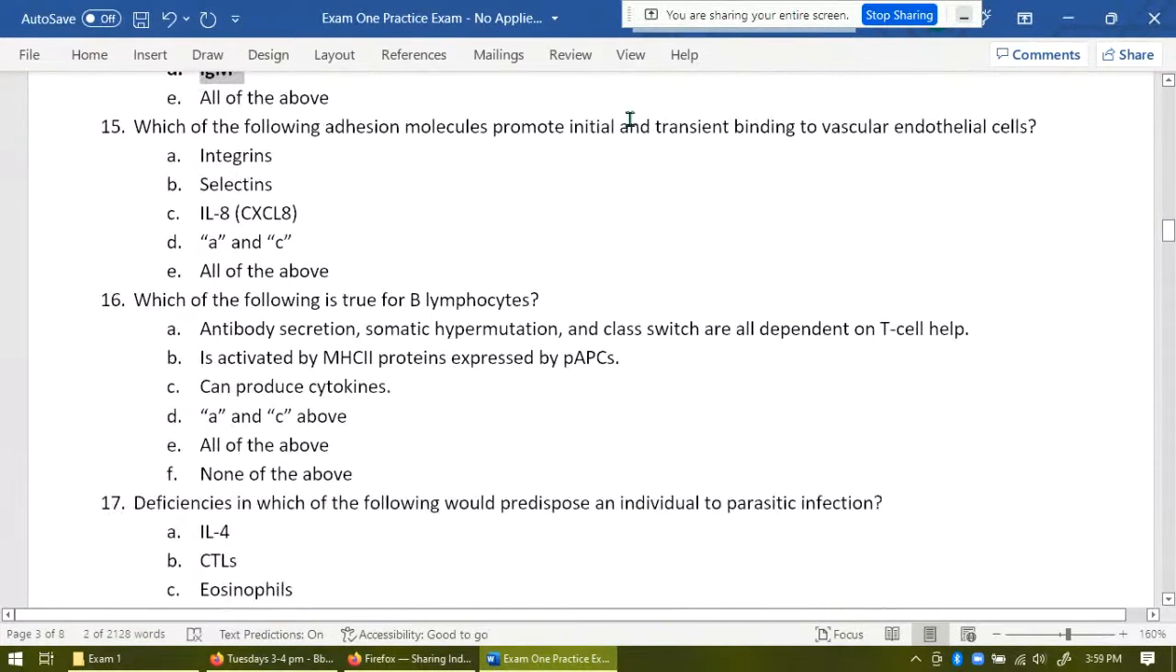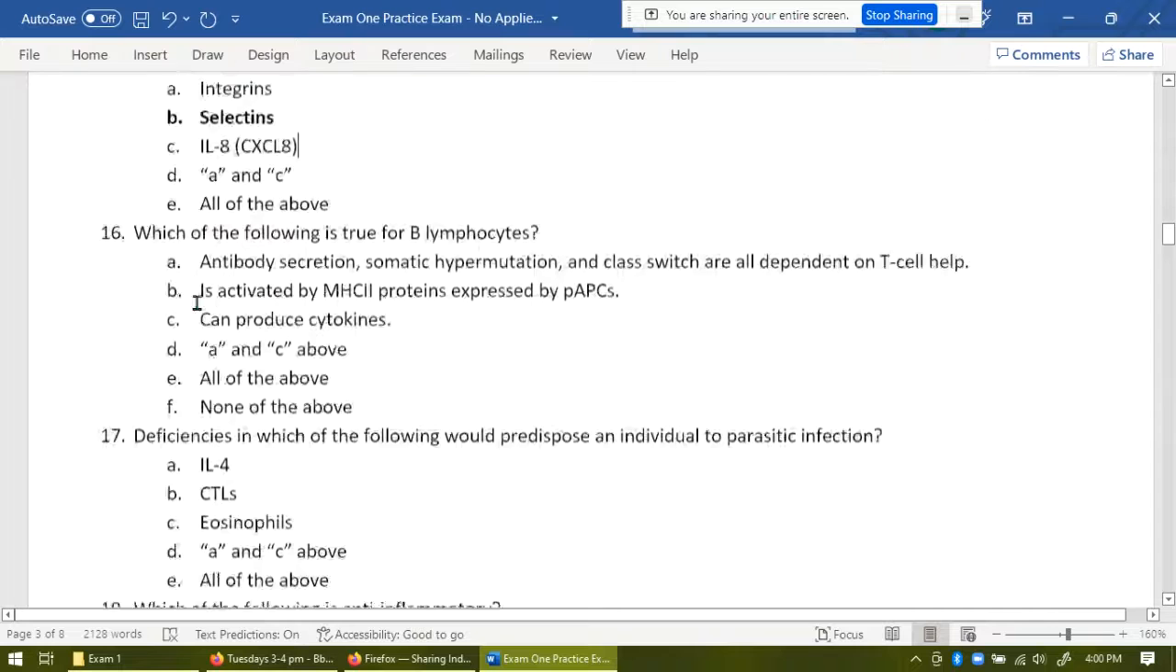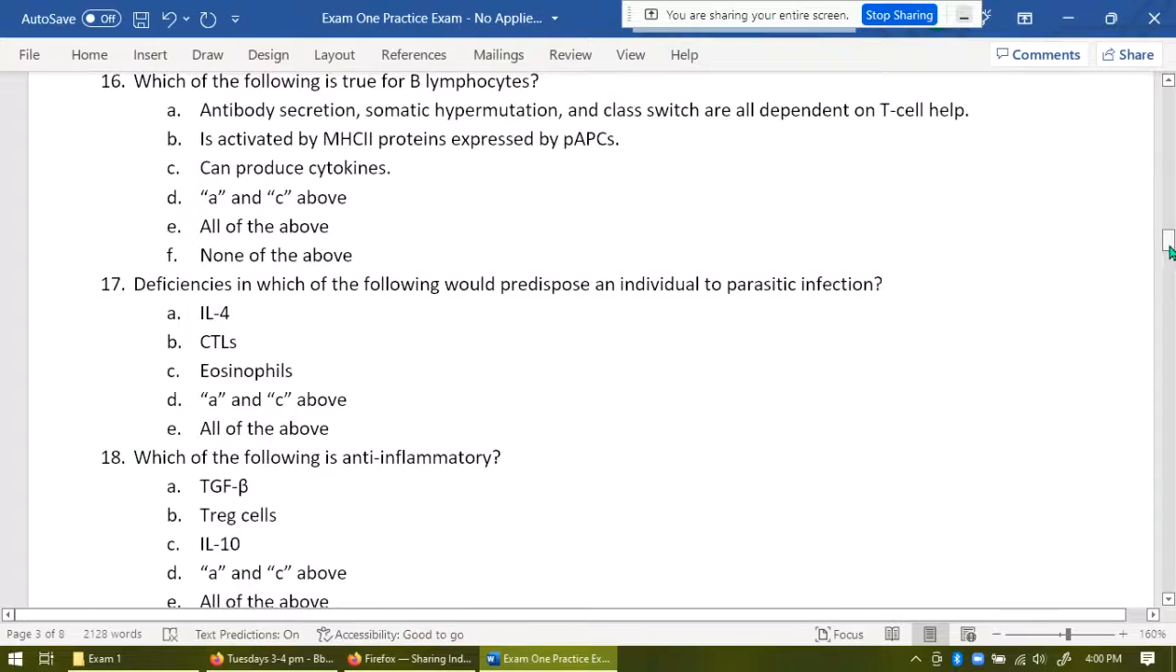Which of the following adhesion molecules promotes initial and transient binding to vascular endothelial cells? Integrins, nope. Those promote tight binding. Selectins, yes. So that's probably going to be our answer, right? IL-8, nope. That one promotes the linkage of integrins to the actin cytoskeleton, which is involved in tight binding. So nope.